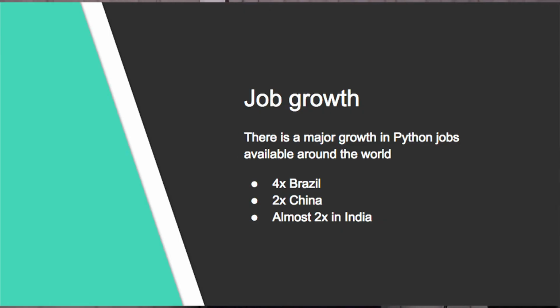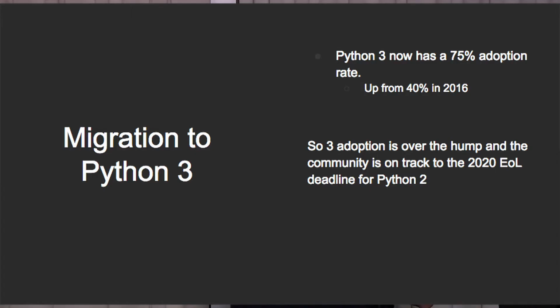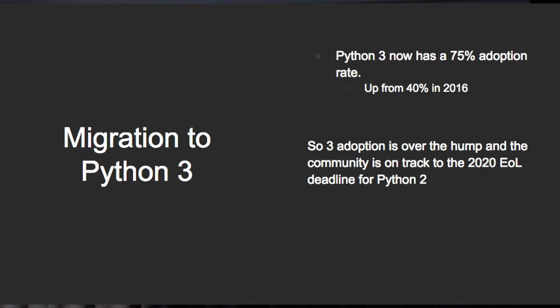Okay, so another thing is job growth. I'm just focusing on trends. In Brazil, I believe, a 4x improvement in the last year, 2x in China, almost 2x in India. Also migration to Python 3. As I said earlier in the talk, there was a whole problem with migration from Python 2 to Python 3. People weren't too happy, but Python 3 is pretty great now, and it's over 75% adoption rate, up from about 40% in 2016. So the transition is pretty much going to go ahead. In 2020, Python 2 is going to be made obsolete, no longer supported.